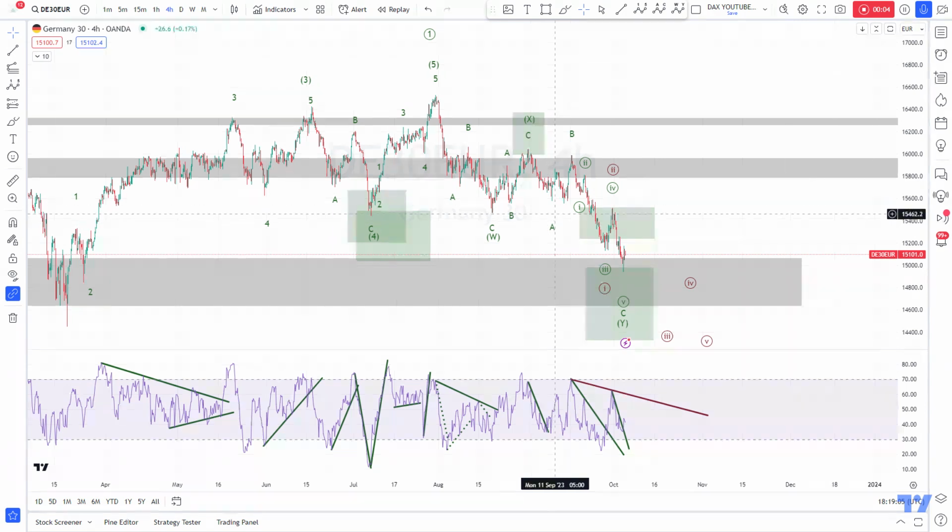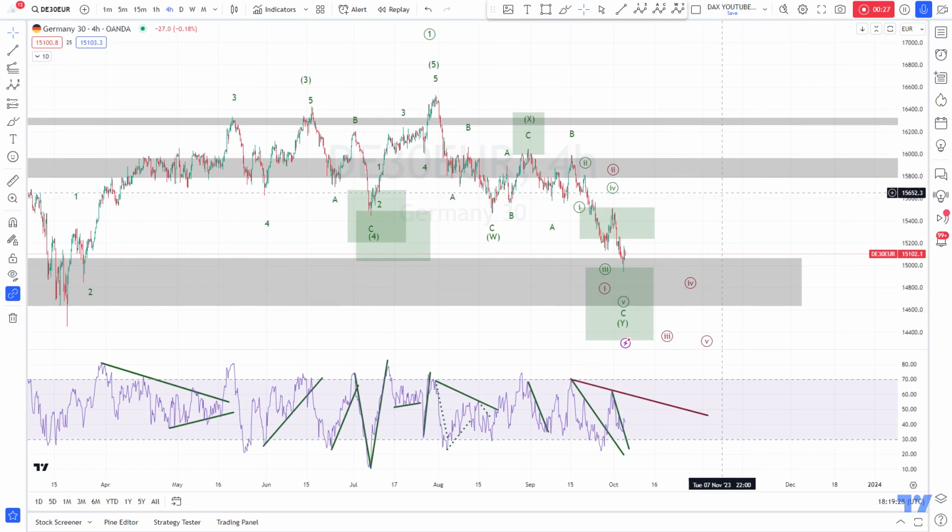The European markets are closing, so let's have a look at what we got today for the DAX futures on the Oanda platform and what we can expect for tomorrow, Thursday, October 5th. For the record, today is Wednesday, October 4th, and the time is around 6:20 p.m.